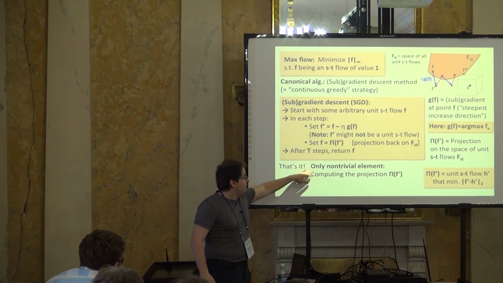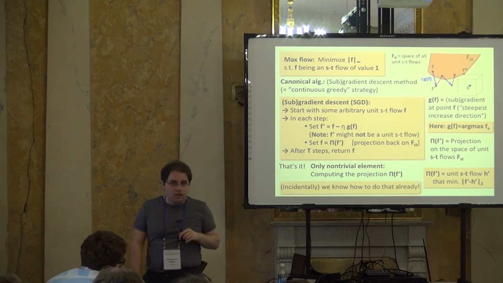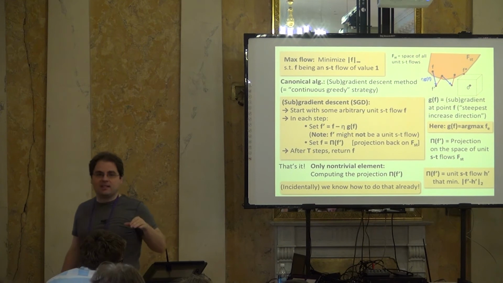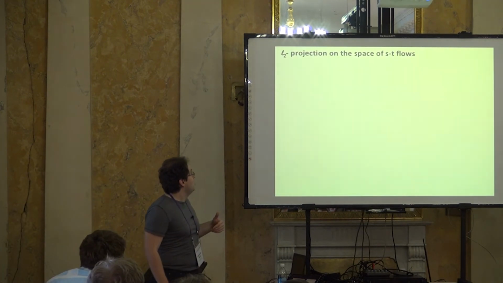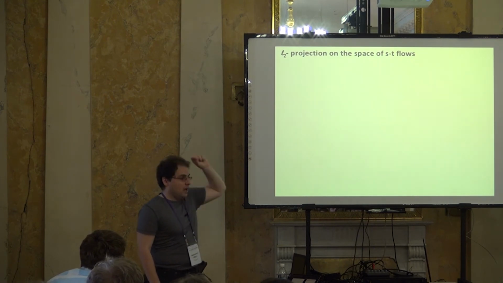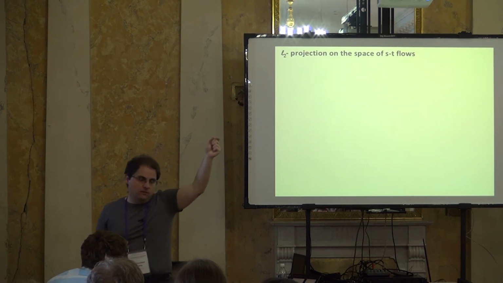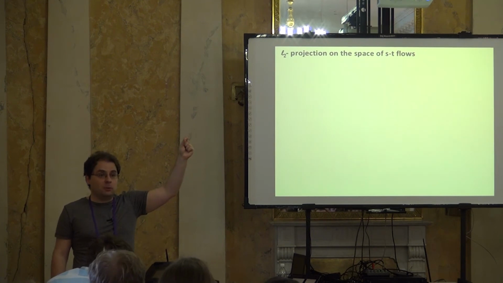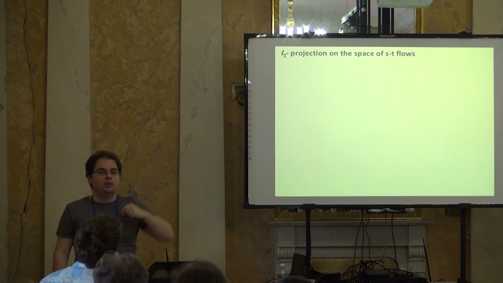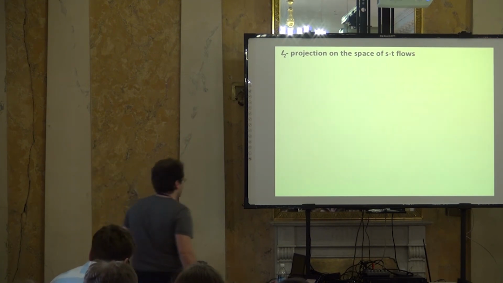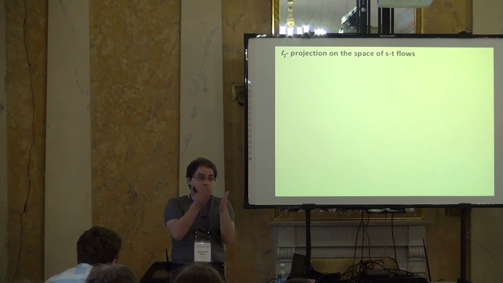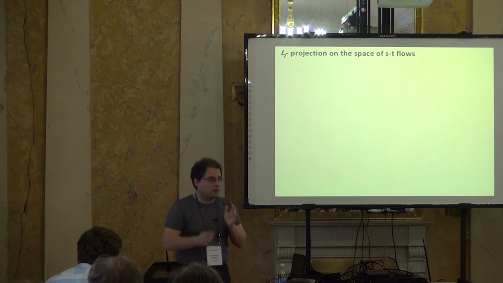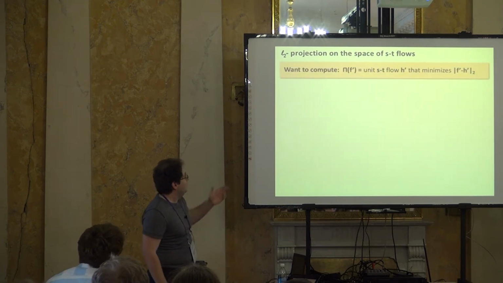So the non-trivial element is how to compute this projection, but it turns out that we have all seen already what the solution is. What I want to do is, I'm given a flow that is not necessarily a unit ST flow, and I want to find the closest unit ST flow to it in L2 norm. And again, this is a linear algebra question, right? Because I'm talking about vectors, and I want to compute exactly the closest point in a subspace.